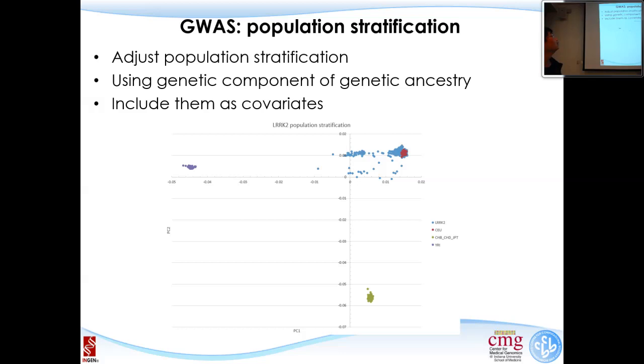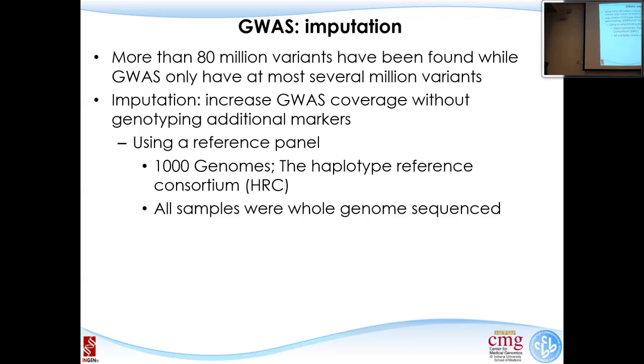So for imputation, like I said before, if you check dbSNP right now, there are at least 80 million variants. But in a typical GWAS array, you have around 1 million variants. How can we increase coverage without genotyping additional markers? We do this using imputation. The basic idea is to use a reference panel. Right now it's either the 1000 Genomes or the Haplotype Reference Consortium, HRC. HRC actually includes most of the 1000 Genomes samples.